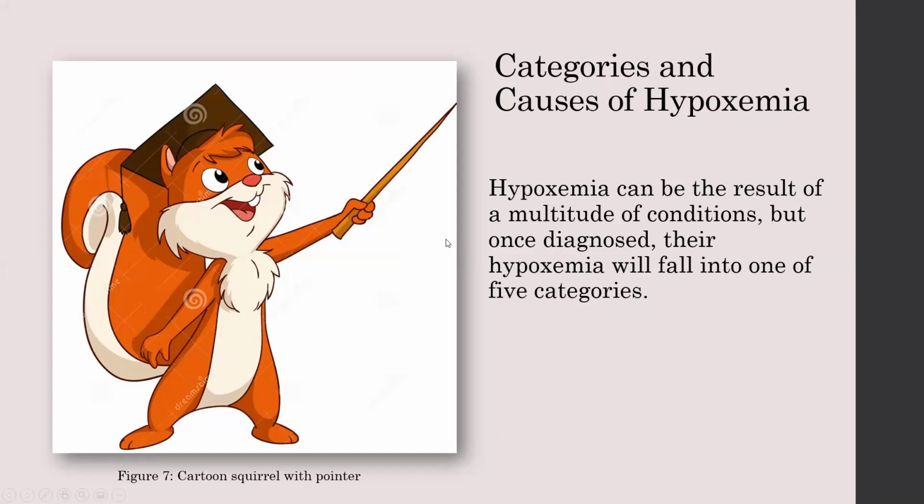So hypoxemia can be the result of a multitude of conditions, but once diagnosed, it is going to fall into one of 5 categories. The first one is decreased fractional inspired oxygen concentration. It's very uncommon when this occurs, but the concentration of oxygen inspired is decreased and the patient's partial pressure of oxygen will then also decrease. This most often occurs in high altitudes or when there is inadequate oxygen or there's been an interruption in oxygen delivery.